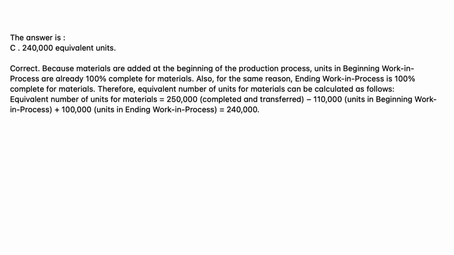240,000 equivalent units. Correct. Because materials are added at the beginning of the production process, units in beginning work in process are already 100% complete for materials. Also, for the same reason, ending work in process is 100% complete for materials. Therefore, equivalent number of units for materials can be calculated as follows. Equivalent number of units for materials equals 250,000, completed and transferred, minus 110,000 units in beginning work in process, plus 100,000 units in ending work in process, equals 240,000.